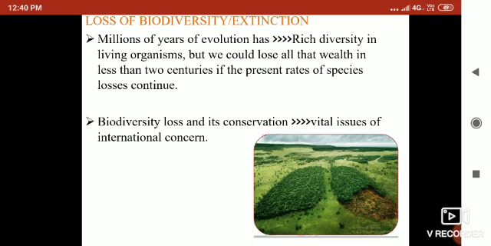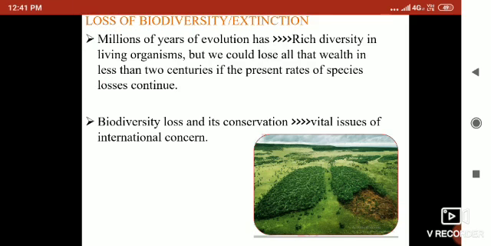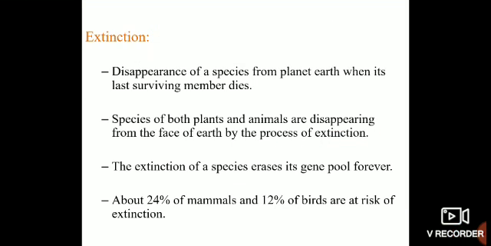But unfortunately, for a number of reasons, we are currently losing biodiversity at a tremendous rate, and if the current rates of species loss continue, in less than 2 centuries we are going to lose the whole wealth of biodiversity. For that reason, biodiversity loss and its conservation are regarded as vital environmental issues of international concern, and a growing number of people are currently understanding the critical importance of biodiversity in our survival and well-being. Okay, so let's move on with extinction.